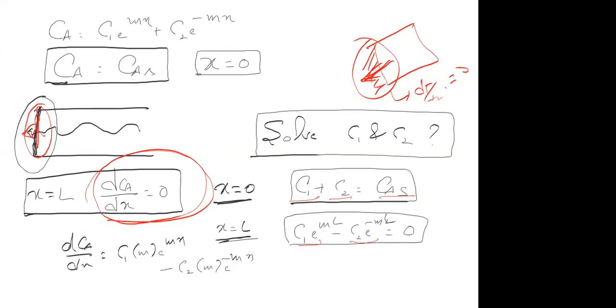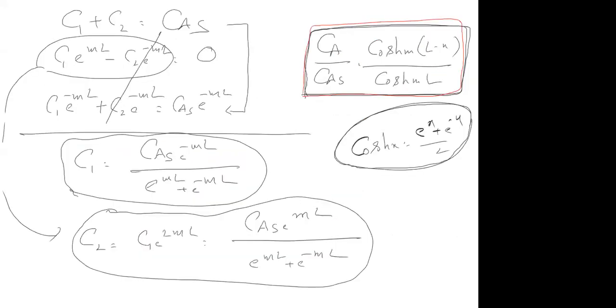Any doubts that you have? C2, I told you how to find. I derived it, no. See, this is a simple derivation that you can do. C1 I did. C2 is what? Take this equation. If you send C2 here, e power minus ml to this side, what happens is C2 is nothing but C1 into e power 2ml. E power 2ml multiplied here, you will get Cas into e power ml by e. So this derivation you can do. Tomorrow what we do is take this concentration profile and try to plot it along the pore.